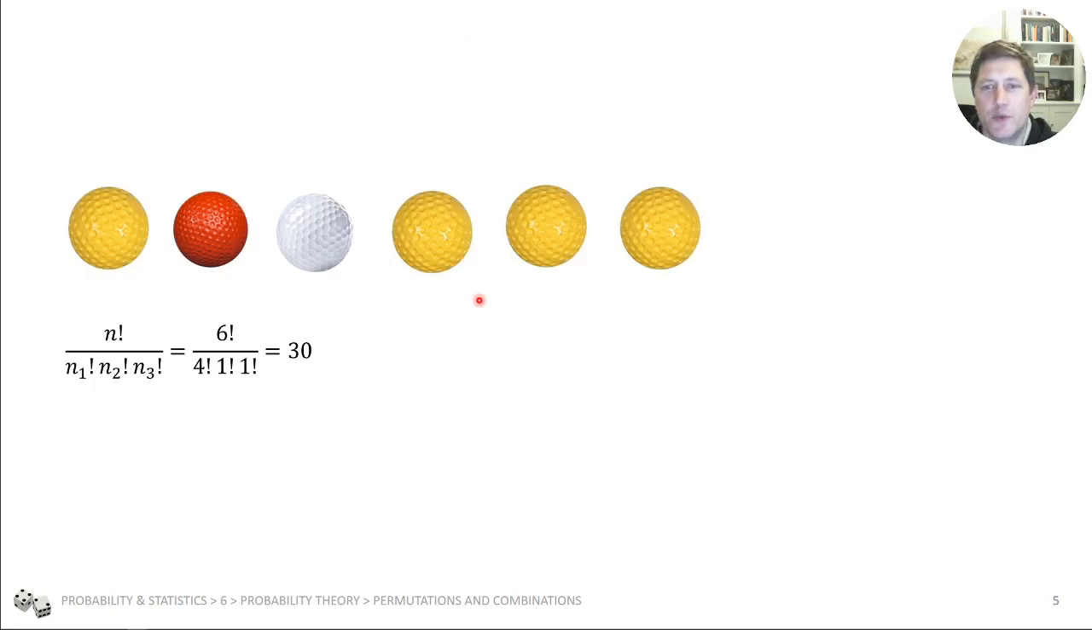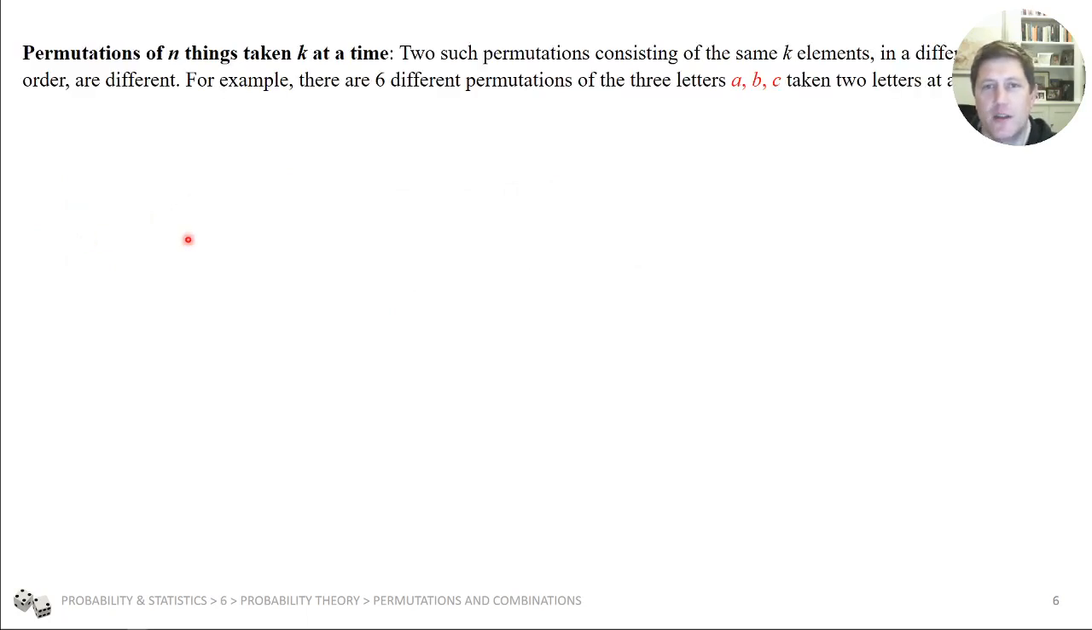In these examples, we've been taking all of them and looking at how many ways there are to arrange all of the different things. So we've been arranging 6 different things in all the ways that they can be. But you don't have to take all of them out. In this case, we're taking k at a time from n things.